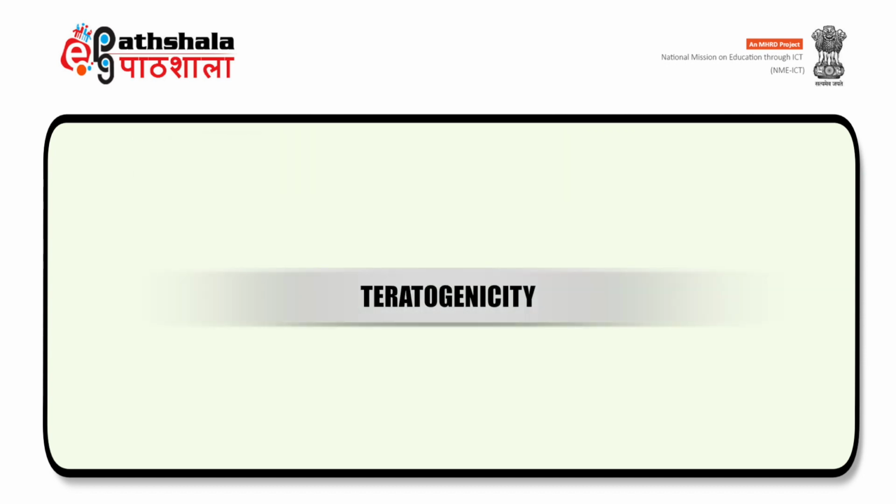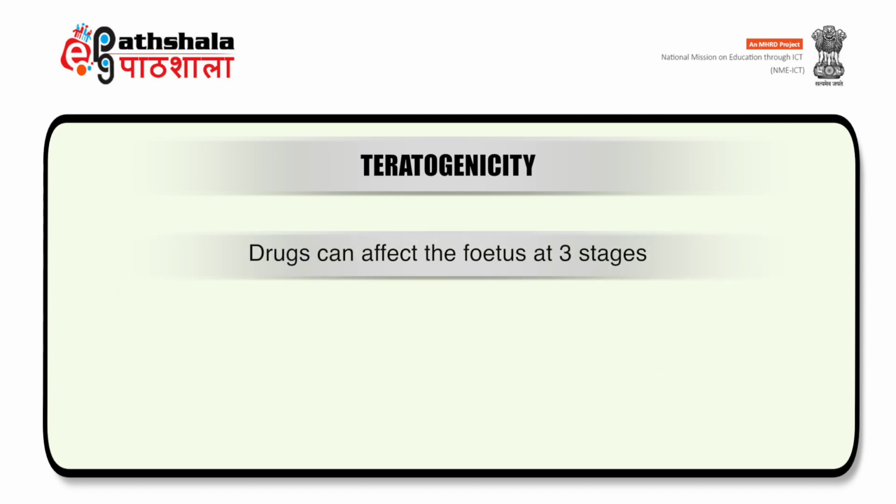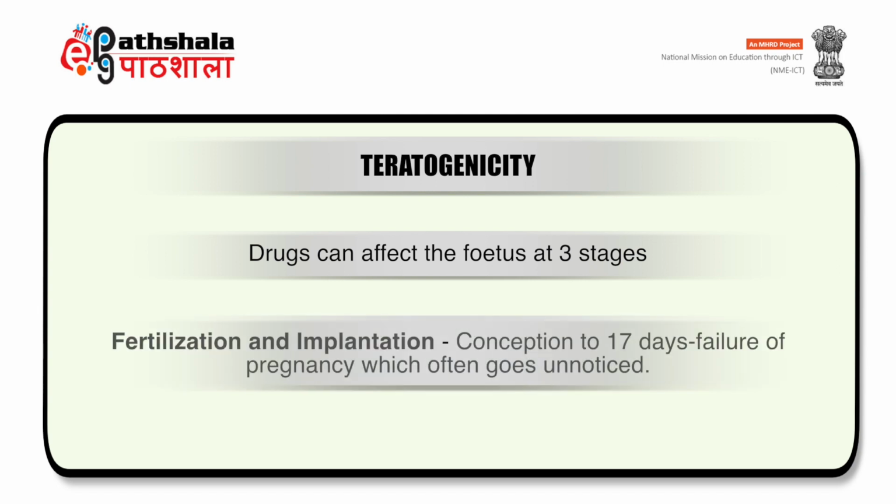A very important manifestation of toxicity is teratogenicity. Most drugs and chemicals pose a threat to the developing fetus. An estimated 4 to 5% of developmental defects in humans result from prenatal exposure to drugs or environmental chemicals. Drugs can affect the fetus in 3 stages. First is fertilization and implantation, from conception to 17 days, where failure of pregnancy often goes unnoticed.